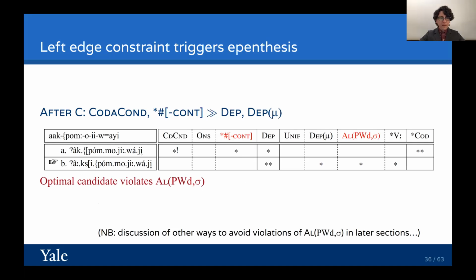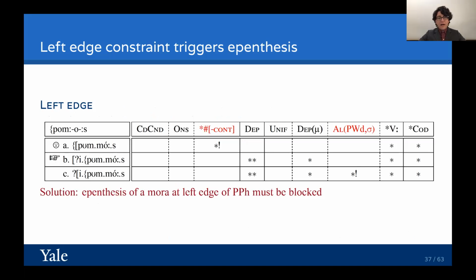Okay. And finally, at the left edge, there is a tiny problem in the sense that if epenthesis is the way to avoid violations of this positional markedness constraint, then why not do it at the left edge? And of course, the way that this word is actually spoken, it does have an obstruent at the left edge and does not epenthesize an entire syllable at all. So something must be done here, and it seems that epenthesis of an entire mora at the left edge of the phonological phrase is not allowed.